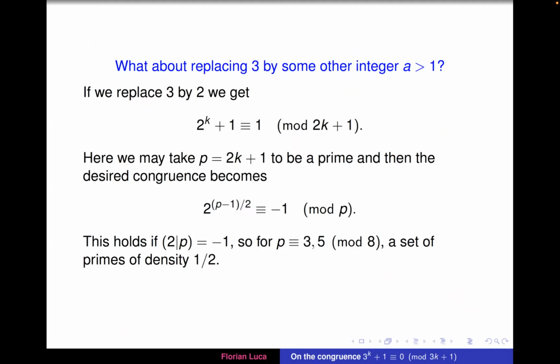If you replace a by 2, then you get 2^k plus 1 is 1 modulo 2k plus 1. And actually here I can play the prime game, because I can take p equal to k plus 1 to be a prime, and the above congruence becomes 2 to the (p minus 1)/2 is negative 1 mod p. What this signals is just that 2 shouldn't be a quadratic residue modulo p. So in particular, p should be 3 or 5 mod 8. So I get the set of primes of density 1/2.